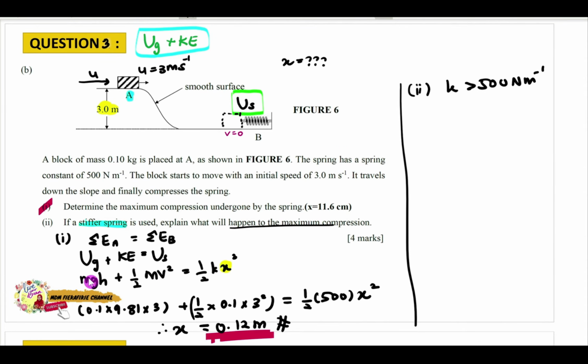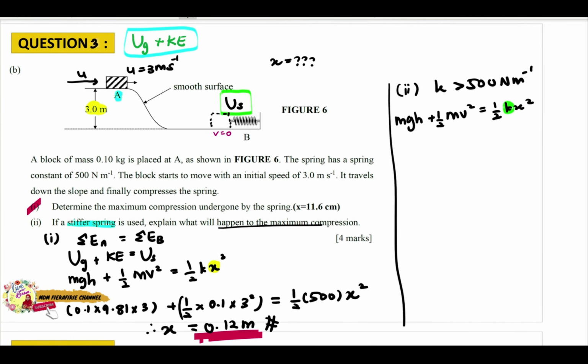UG plus KE ni masih sama kat sini. Yang berubah dekat sini. So, kalau saya tulis balik equation, okay, so dia akan jadi mgh plus half mv squared equal to half kx squared. Okay. So, kalau k ini, tengok sini if k, what happen? If k is increasing. Kan?